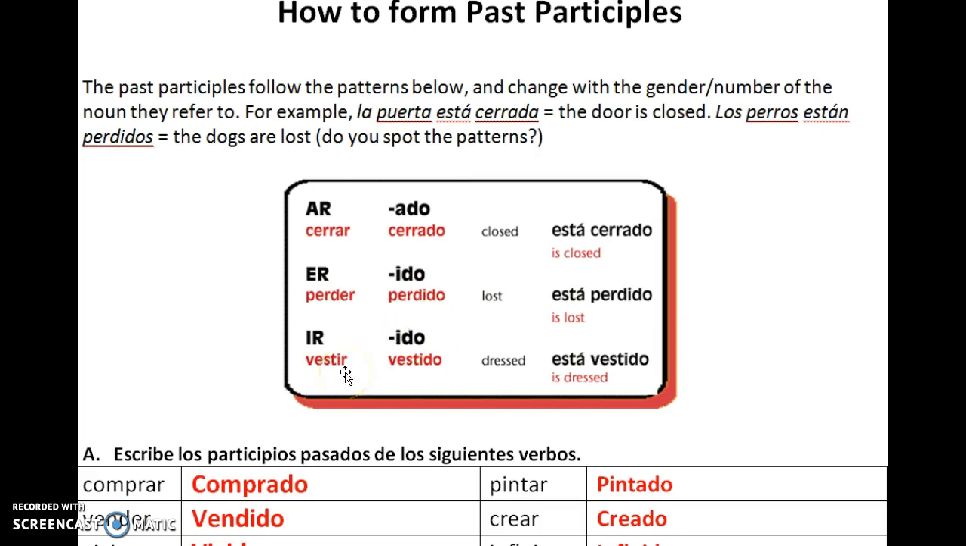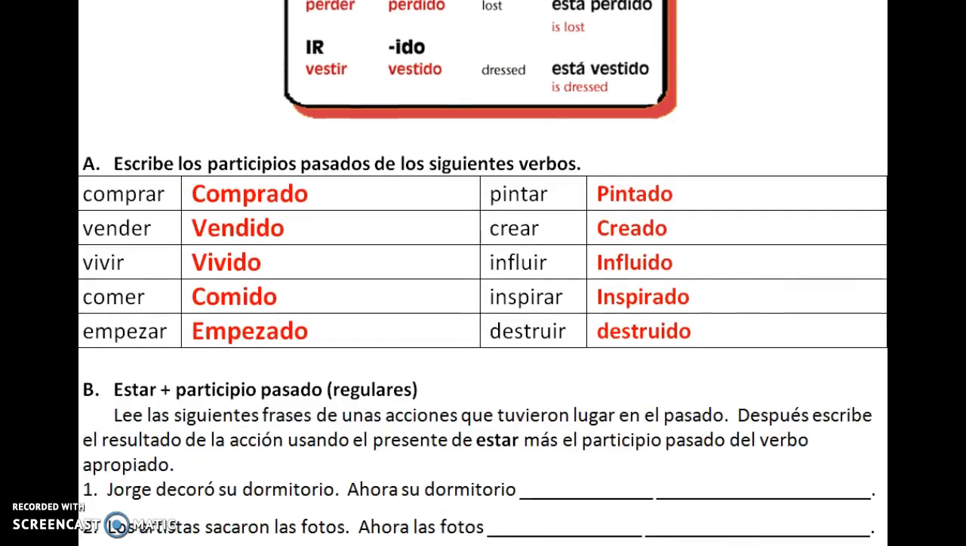And an IR verb like vestir becomes vestido, or dressed, está vestido. He is dressed, él está vestido. Let's look at some of the regular verbs and their past participles and see some more examples.